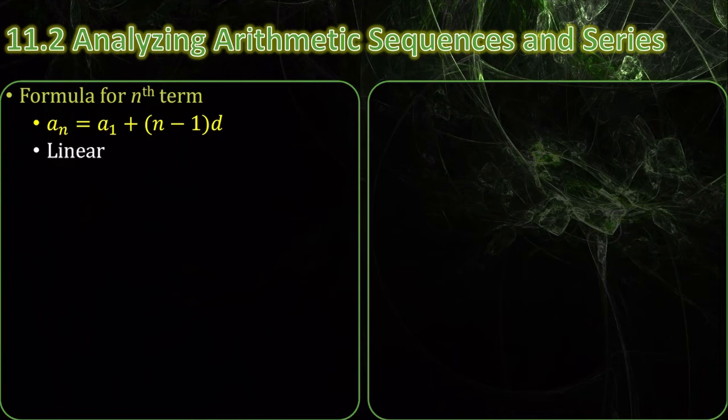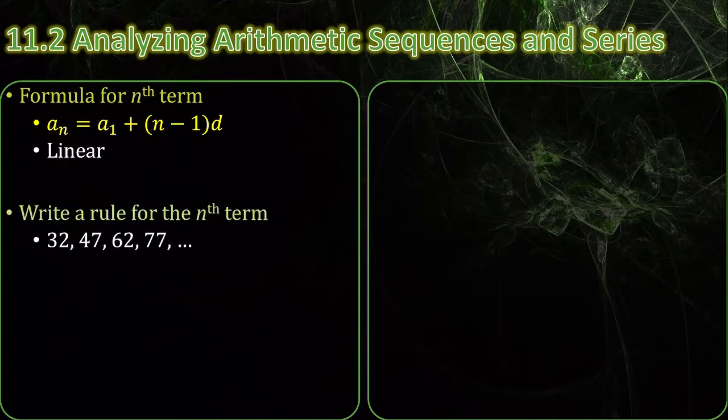Now, we've already discovered this formula a couple lessons ago, but the formula for the nth term for an arithmetic sequence is an equals a1 plus n minus 1 times d. And it is linear. It looks kind of like y equals mx plus b.